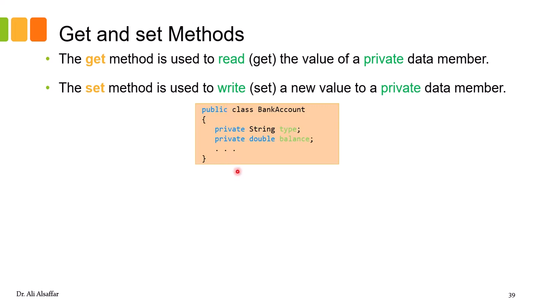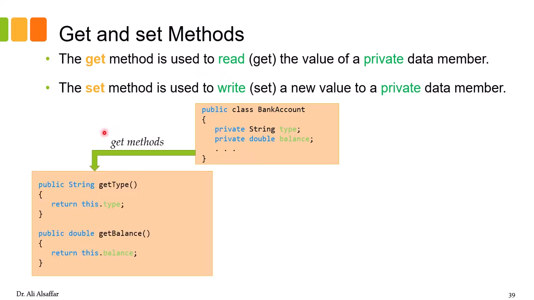Here is an example. For our bank account example, you remember we had some data members. I will just demonstrate with two data members, type of the bank account and balance. Type is a string and balance is double. So how do we write the get method? Since they are private, you need one for getting the value and one for setting the value. So for the get methods, again, you need a name, you need to know the input parameters, and you need to know the return value. The methods will be public.